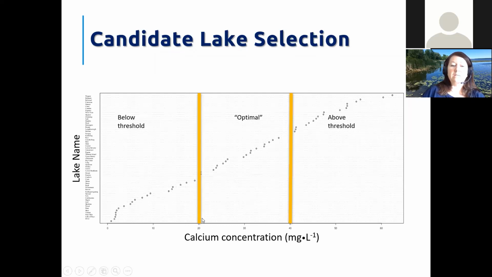Here, based on the literature values, is where the optimal conditions are, between 20 and 40 milligrams per liter of calcium. But we also wanted to capture lakes that are below that threshold and above that threshold. That is basically the hypothesis, that we'd expect to find starry stonewort in these lakes and not so much in these lakes.